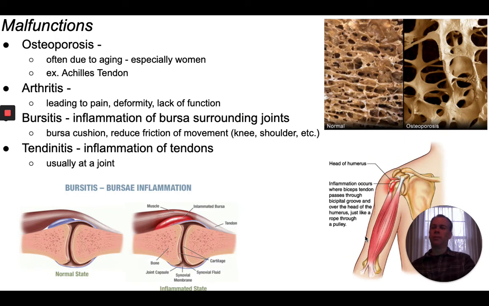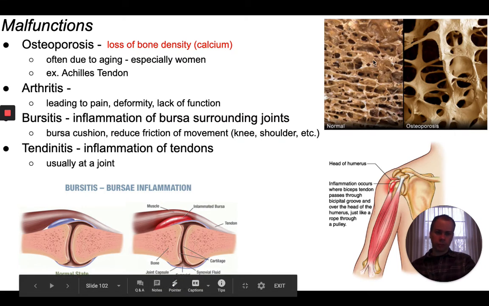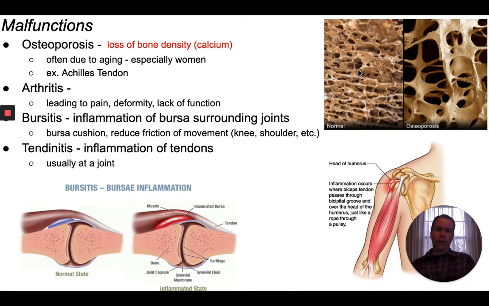As far as malfunctions of the skeletal muscular system, one common malfunction is osteoporosis. This is a loss of bone density. So you see here a very dense bone tissue. This is an issue that especially happens with women as they age. They tend to lose bone density.